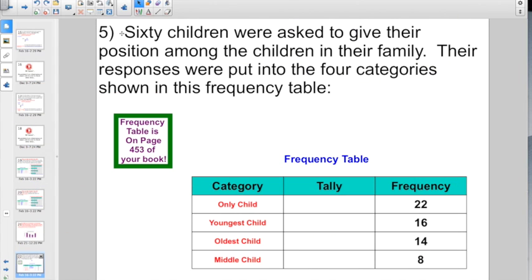So here it says in number 5 that 60 children were asked to give their position among the children in their family. Their responses were put in the 4 categories shown in this frequency table. So 22 kids said they were the only child. 16 kids said they were the youngest child in their family. 14 said that they were the oldest child. And 8 kids said they were the middle child. And this frequency table is on page 453 of your book.